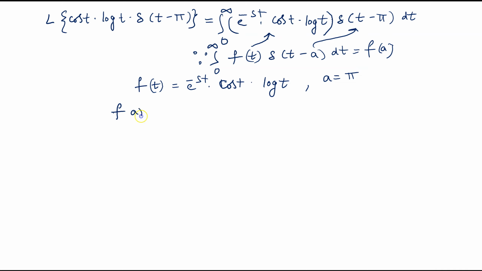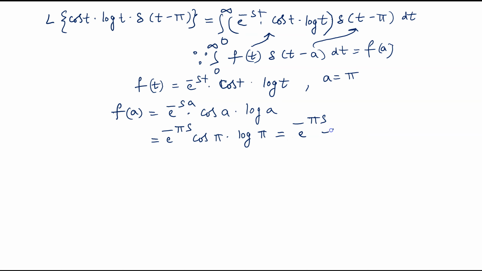Now what will be f of a? f of a equal to e power minus sa into cos a into log a. But a equal to pi, so this is equal to e power minus pi s into cos pi into log pi. Value of cos pi is minus 1. So e power minus pi s into minus 1 into log pi, which is equal to minus of e power minus pi s into log pi.